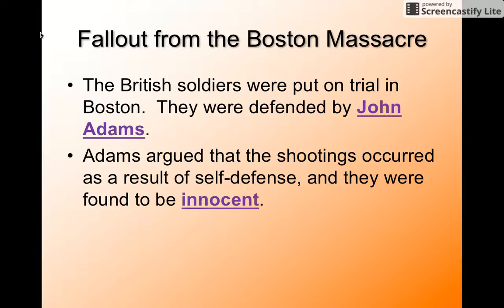The British soldiers were put on trial in Boston for this Boston Massacre. They were defended by John Adams. Adams argued that the shootings occurred as a result of self-defense, and they were found to be innocent.